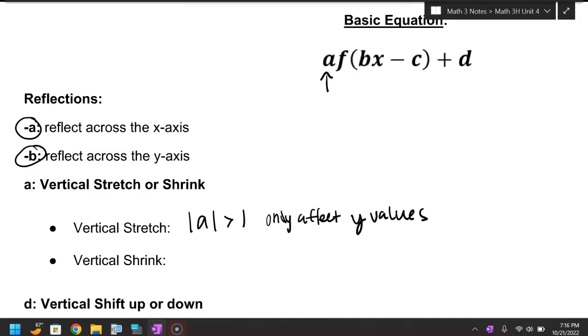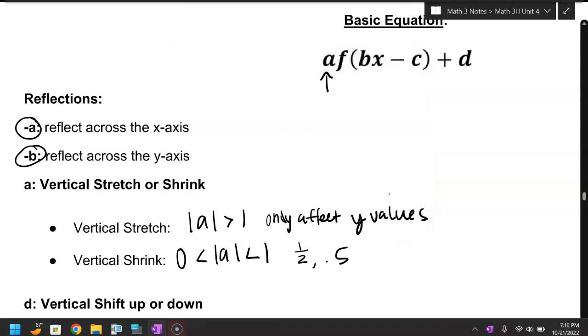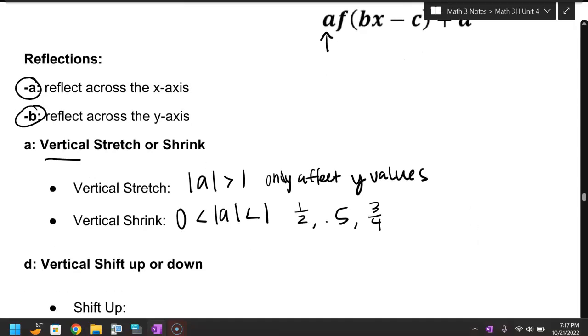A vertical shrink is when a is in between 0 and 1, so 0 less than a, and it's the absolute value as well because we're ignoring the negative when we are looking at our a value. An example would be 1/2, 0.5, 3/4, so any number that's less than 1 but bigger than 0. That also only affects the y values because it's a vertical stretch or shrink.